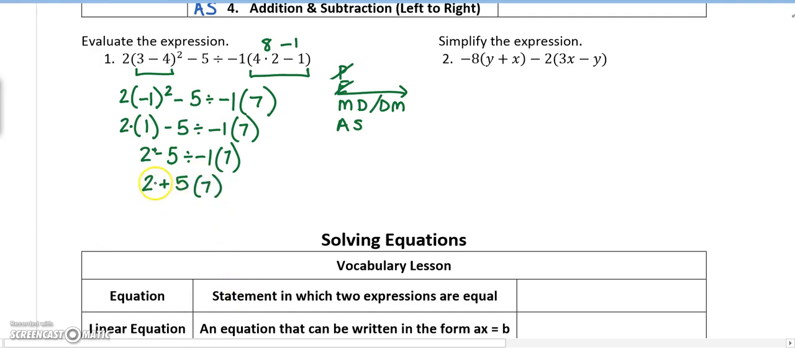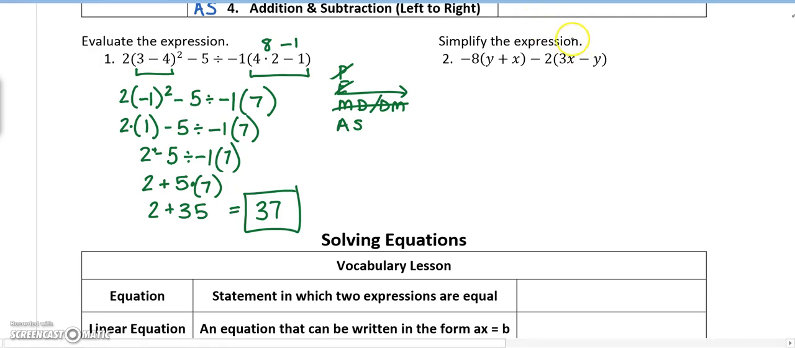And then lastly, again, addition, still not there yet, but I do see a multiplication here, 5 times 7. That would be 35. So now I'm done with my multiplication and division. Last step, addition and subtraction, 2 plus 35 is going to be 37. So there's my final answer.